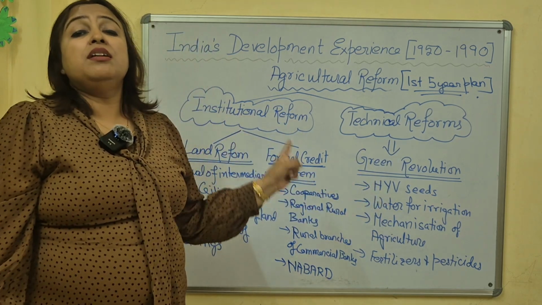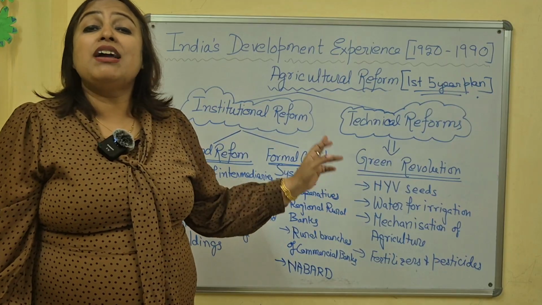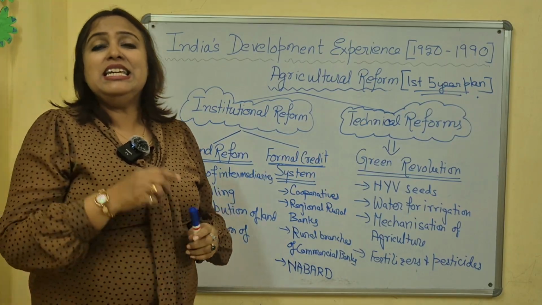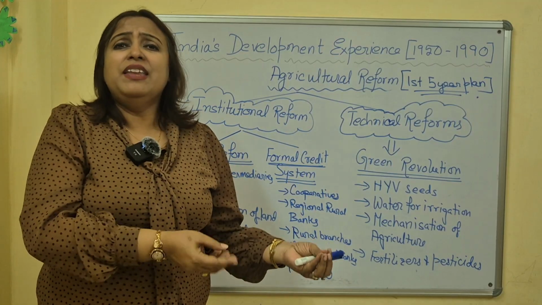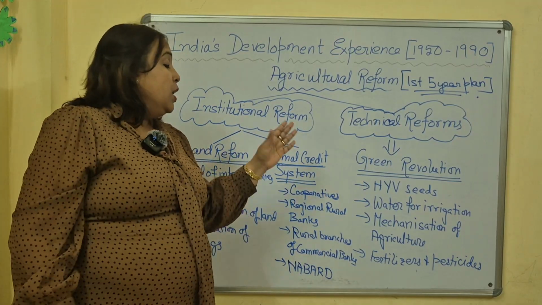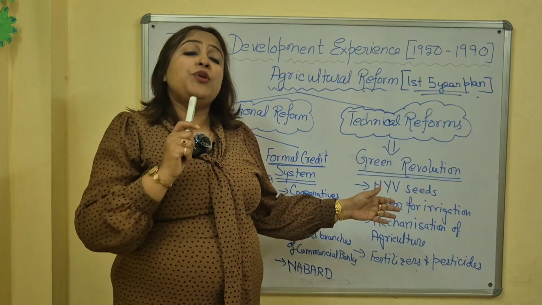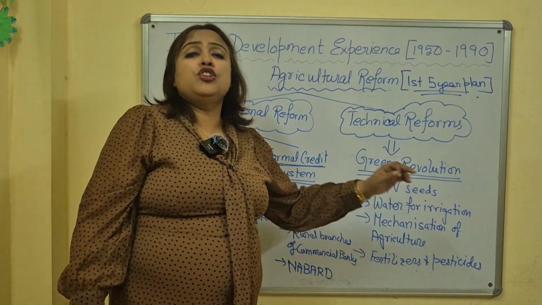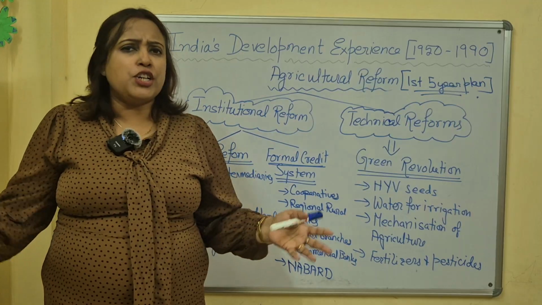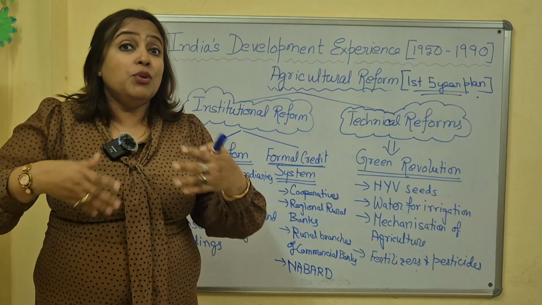These were developed in the beginning of the 1960s in the Rice Research Institute of the Philippines. That is, each seed will produce more grains, multiple times more grains than the traditional seeds of India. Water for irrigation. These HYV seeds require a lot of water for irrigation. Mechanization of agriculture, usage of tractors, threshers, harvesters, so that the work goes on fast.